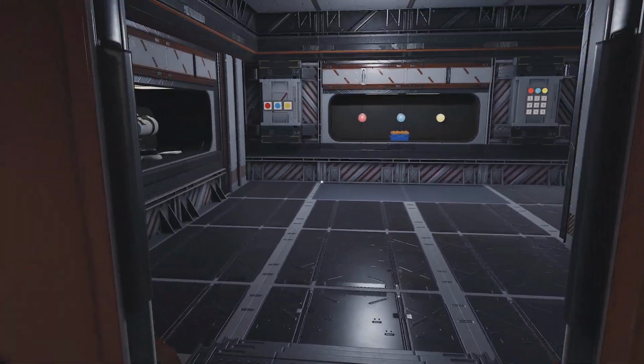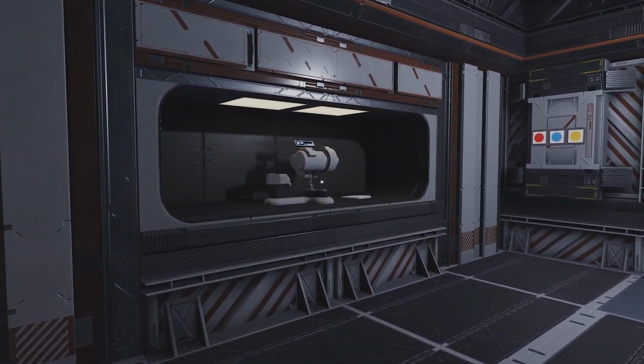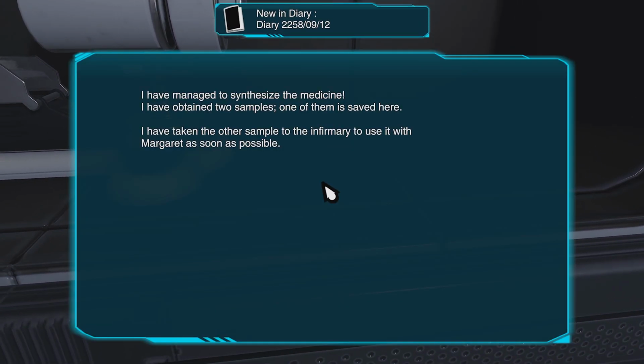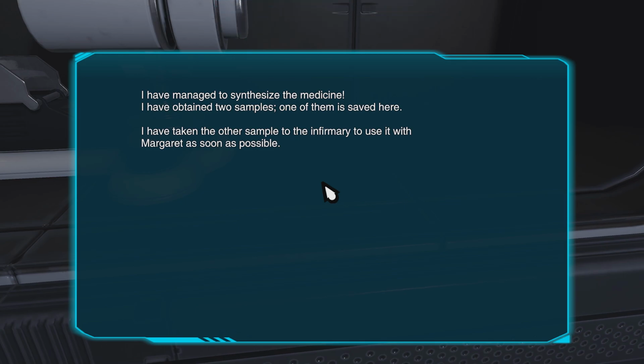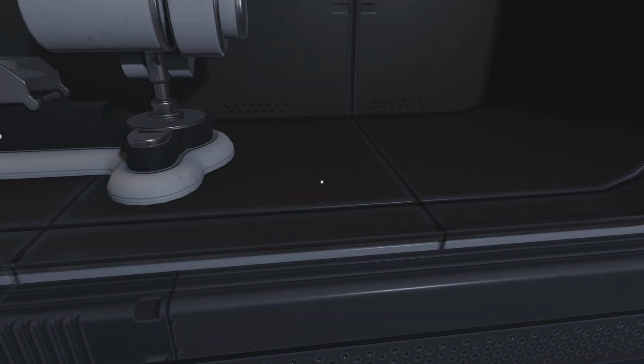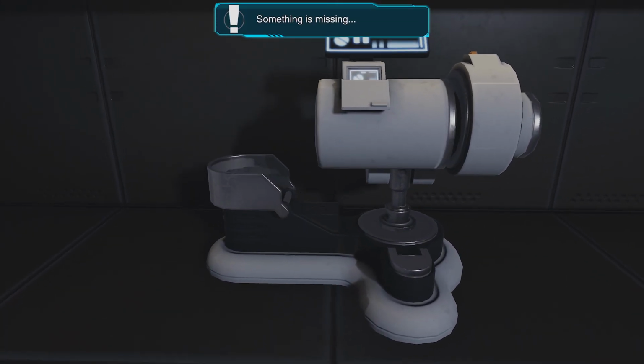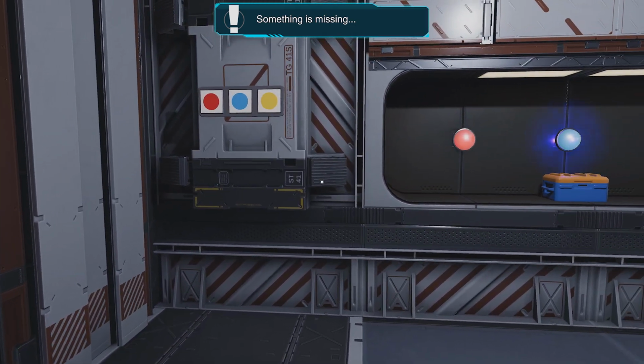Where are we going now? The tech lab. I have managed to synthesize the medicine. I have obtained 2 samples. One of them is saved here. I have taken the other sample to the infirmary to use it with Margaret as soon as possible. Yeah, no doubt something's missing. All right.